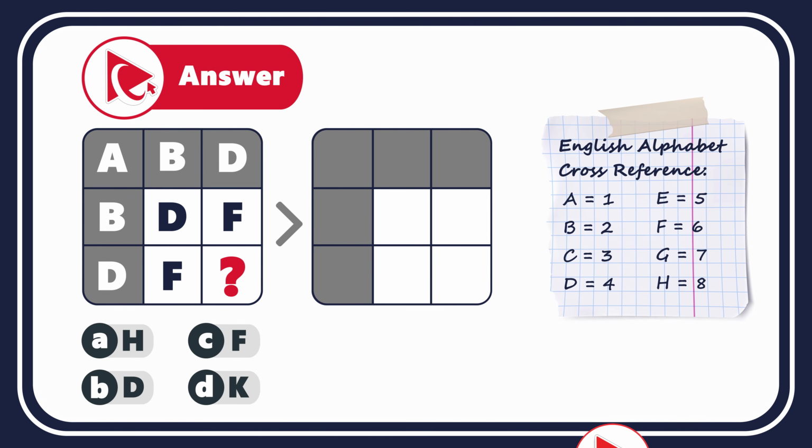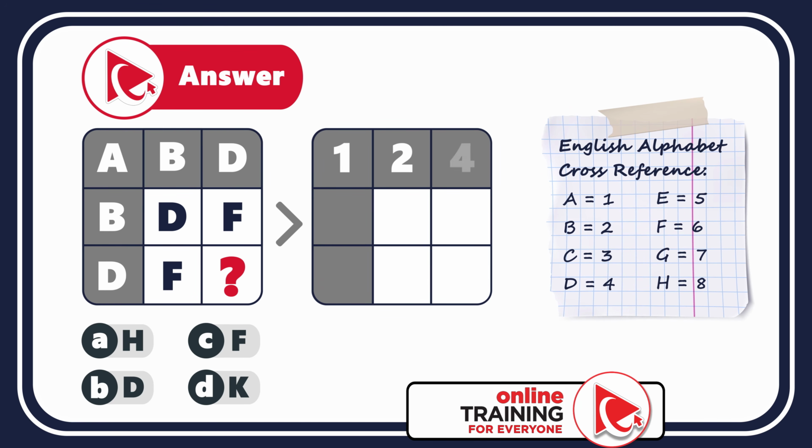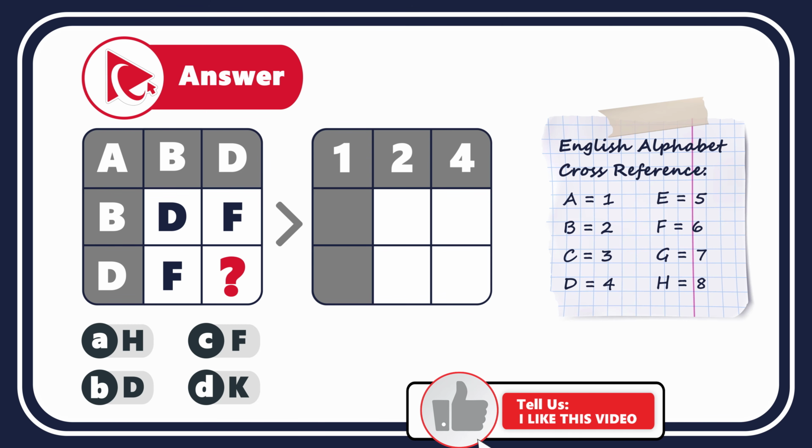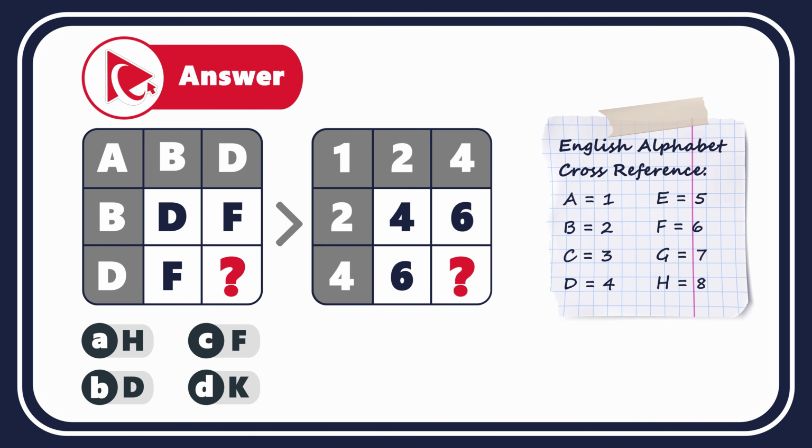So for the first row, the numbers will be 1, 2, and 4. For the second row, the numbers would be 2, 4, and 6. And for the third row, the numbers will be 4 and 6, and then the missing number. The next step is to determine what's happening with the numbers and how to calculate the missing number. Remember I gave you a hint?